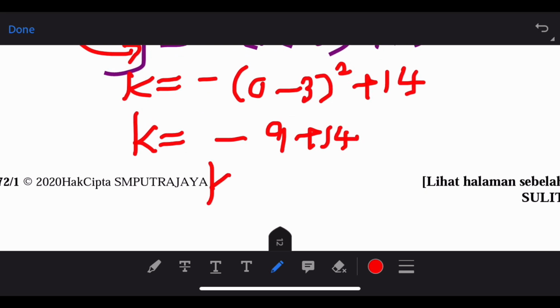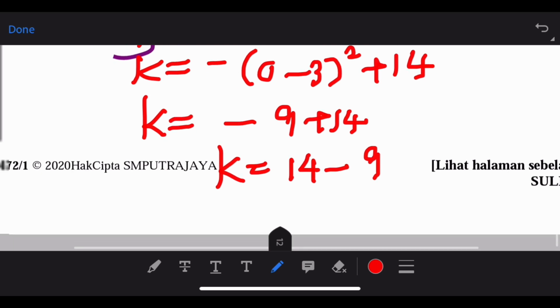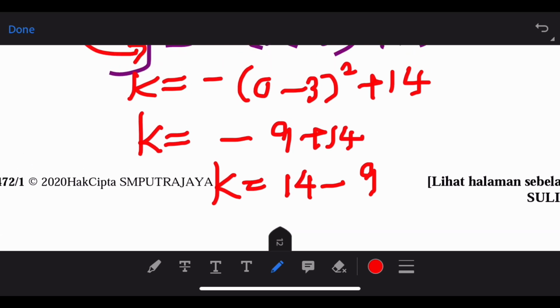So be careful when you substitute. 0 minus 3, you have to square first. It becomes negative 9 plus 14, or 14 minus 9. So be careful, negative and negative, not always positive.